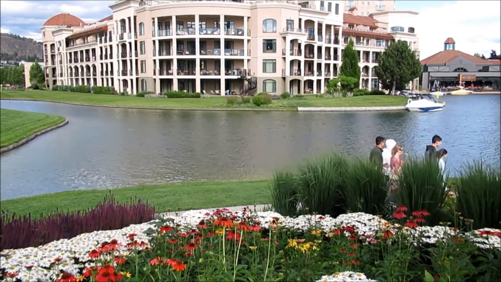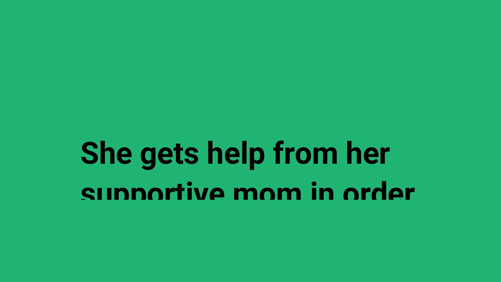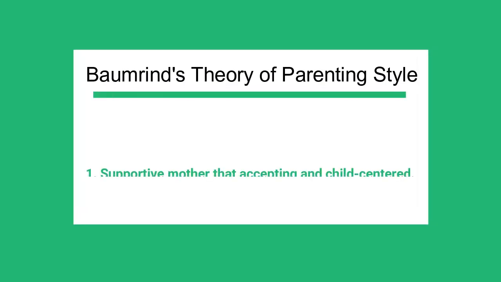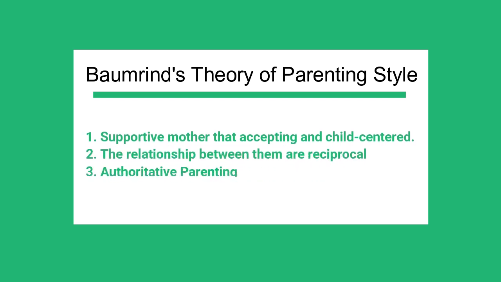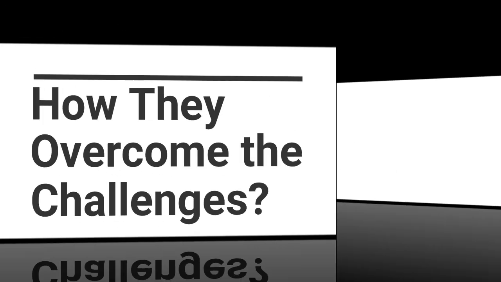In her early age, she's supposed to learn language but she is losing language to learn other material. But with the help of her mom, by giving her daughter a tutor to learn grammar and building up her self-confidence, we can say that it is really related to Baumrind's theory. Her mother is really supportive, accepting and child-centered. The relationship between her mother and the child is reciprocal and responsive, which means her mother practically has authoritative parenting.